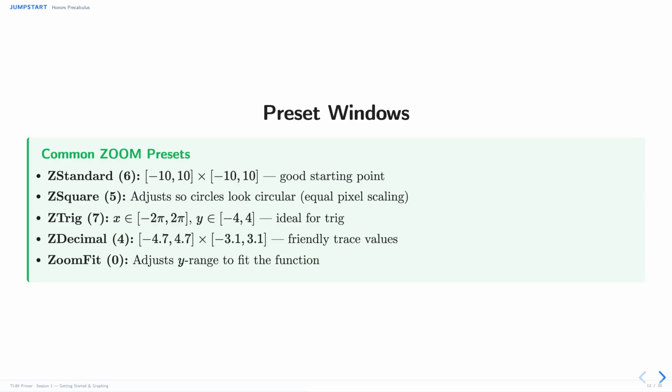Now let's look at some common zoom presets. The ZStandard option gives you a good starting point with a window of -10 to 10 on both axes. The ZSquare option adjusts the window so circles appear circular. The ZTrig option is ideal for trigonometric functions, covering a range from -2π to 2π. There's also the ZDecimal option, which provides a friendly view for tracing values, and the ZoomFit option, which adjusts the Y range to fit the function.